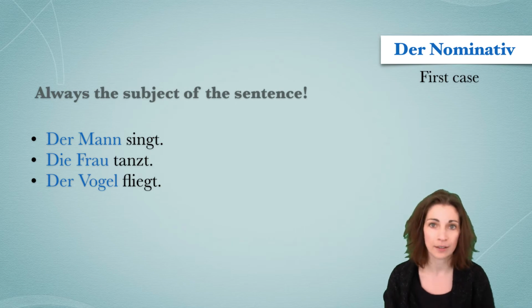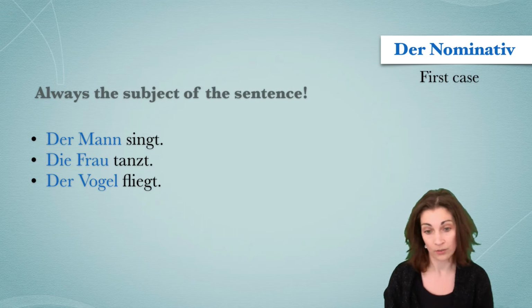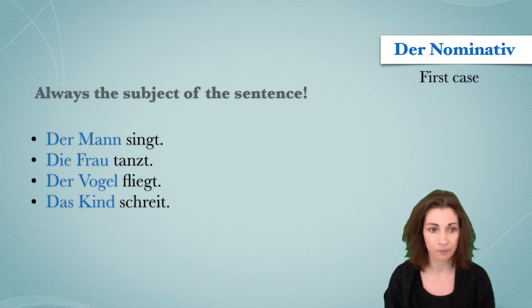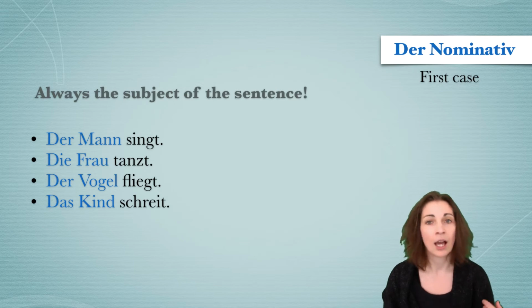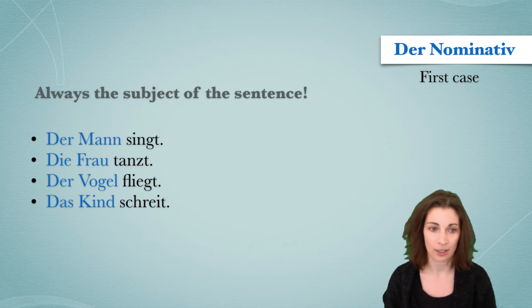Der Vogel fliegt. The bird flies. Who is flying? Or what is flying? Would also work. Doesn't always have to be a person. Here it's an animal, but it could also be a thing. Der Vogel fliegt. Who or what is flying? The bird. Das Kind schreit. The child is crying. The child cries. Who is crying? The child. Das Kind, the child.